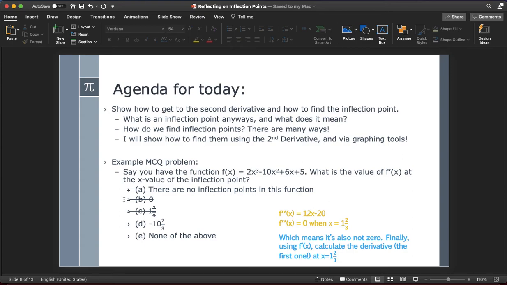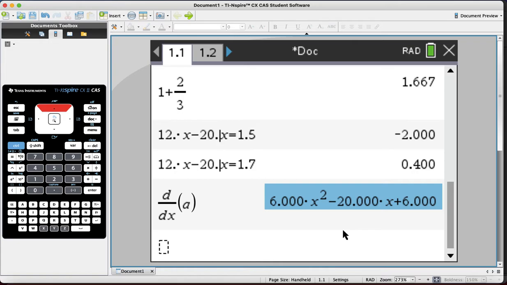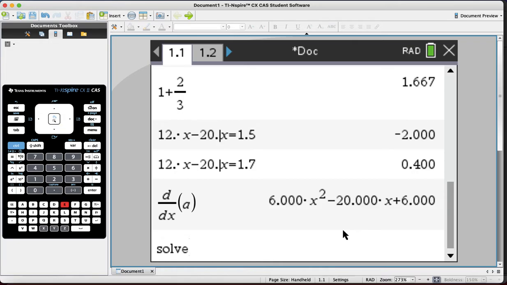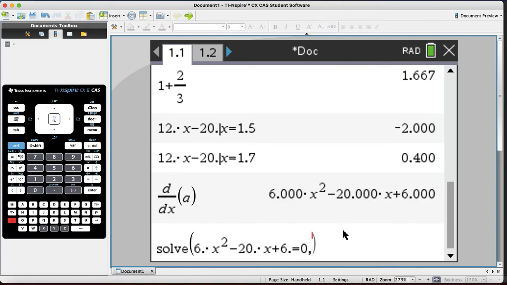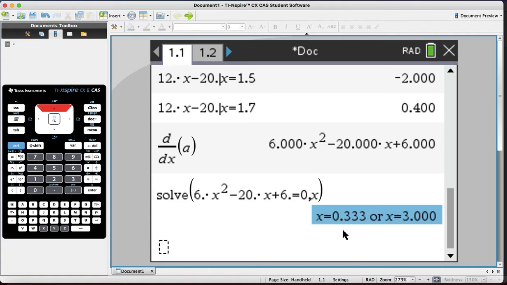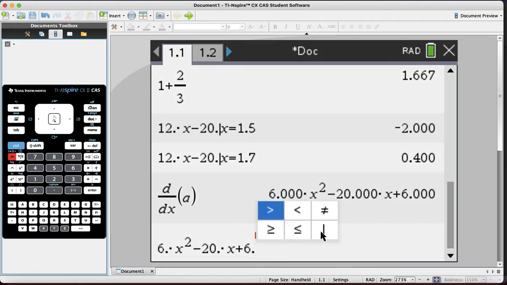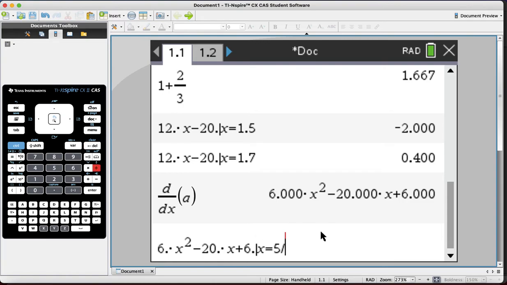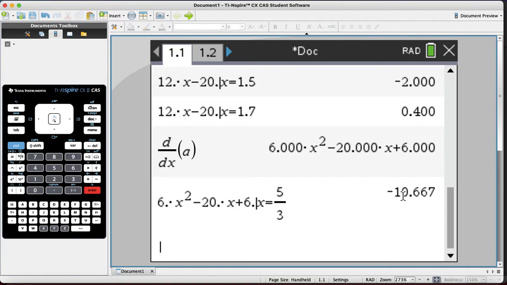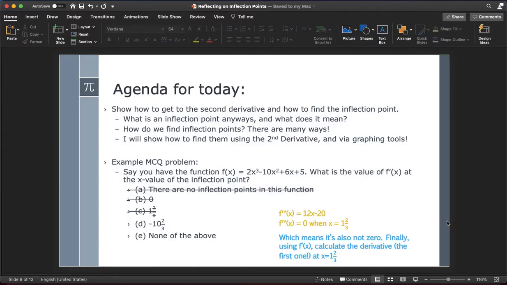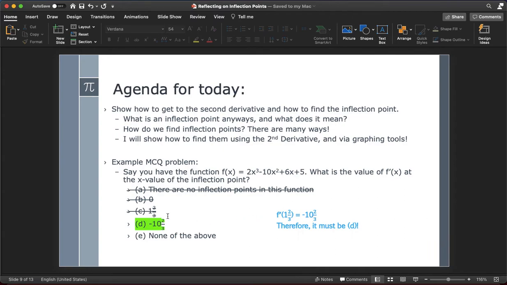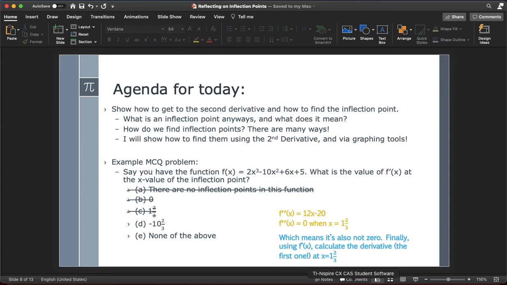So, we know that if we plug in, well, we know that the first derivative, if we solve for the zeros, equals 0. Oh wait, that's a little bit incorrect. If you do this and then say it's given at x equals 5 divided by 3, so this is not correct. This is a negative number. So we know it's not 0, which means it's also minus 10 2/3. So it's D. And that's the answer that we got here.